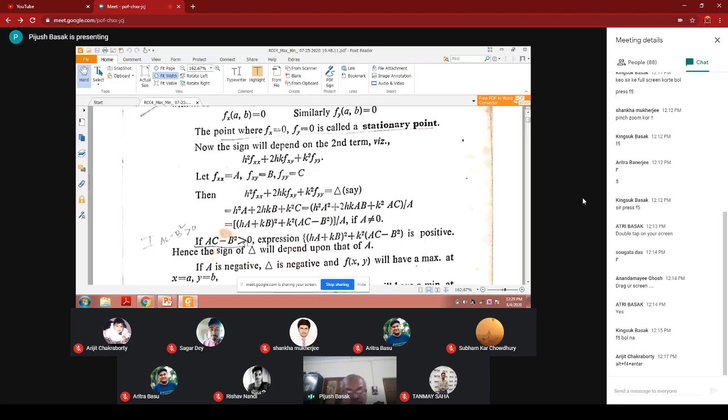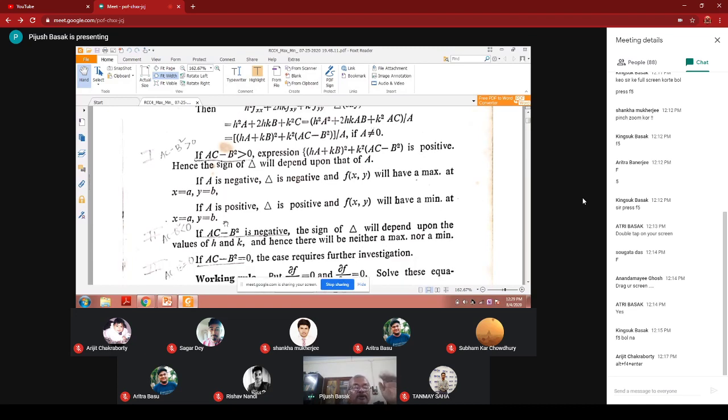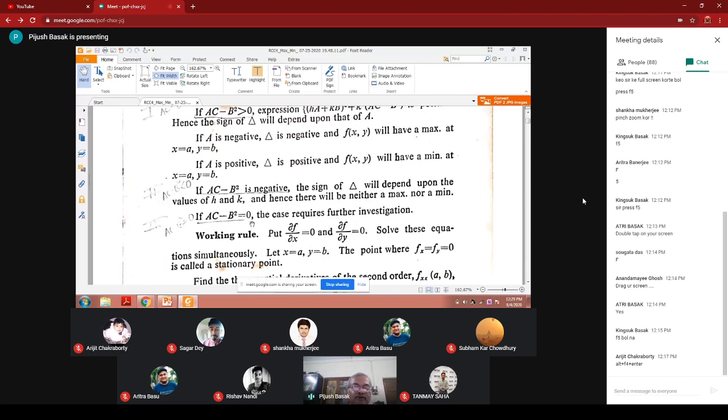In the problem, there will be no difficulty. You can understand better. Then, this is the primary condition. If AC minus B square is positive, then if A is negative, f(x,y) is maximum at the point x is equal to a and y is equal to b. And if A is positive, it is minimum. We remember it this way: A is negative, so maximum; A is positive, then minimum. Just for remembering ourselves, we have built up this rule. But if AC minus B square is negative, we cannot say anything about maximum or minima. And if AC minus B square is 0, it requires further investigation.